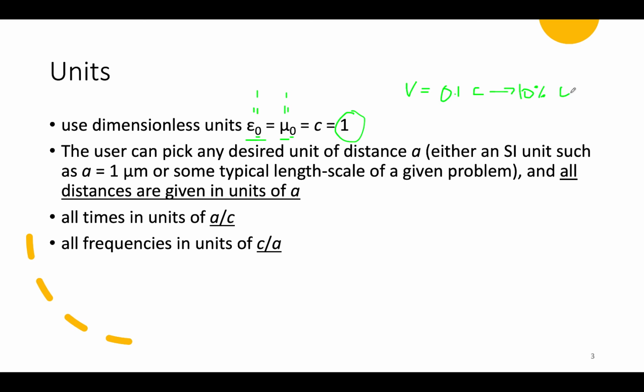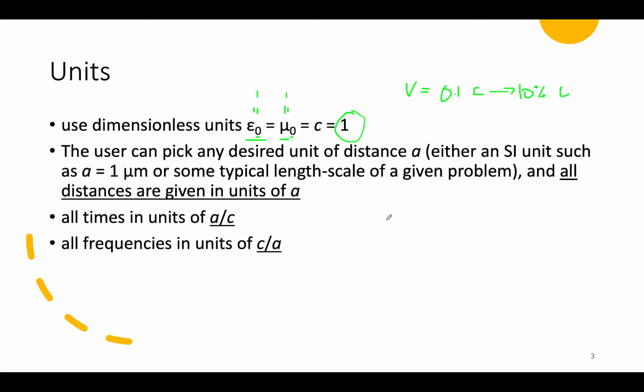When it comes to the space units, so for the distance, the user can pick any desired unit of distance that we call a. For instance, it can be an SI unit, meter, millimeter, micrometer, such as a equal to 1 micrometer. Or it can be any typical length scale of a given problem. So for instance, if you have a scatterer whose size is equal to 3 millimeters, then we can fix a equal to 3 millimeters, and all the distances will be expressed in terms of this a that is 3 millimeters.